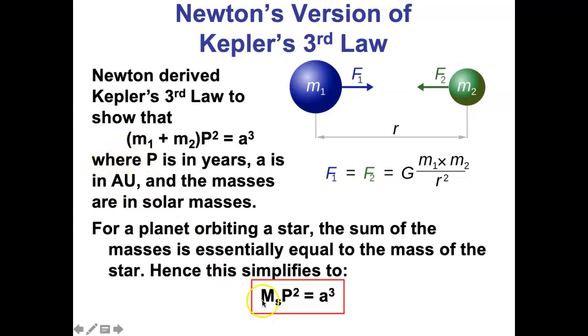So m1 is the mass of the star, m2 is the mass of the planet, but the mass of a planet in solar masses is effectively 0. It's so tiny. So we're just going to ignore m2, and all we have left once we've simplified this is the mass of the star in solar masses times the period of the planet in years squared equals that planet's orbital distance in astronomical units cubed. This should be true for any planet orbiting any star.